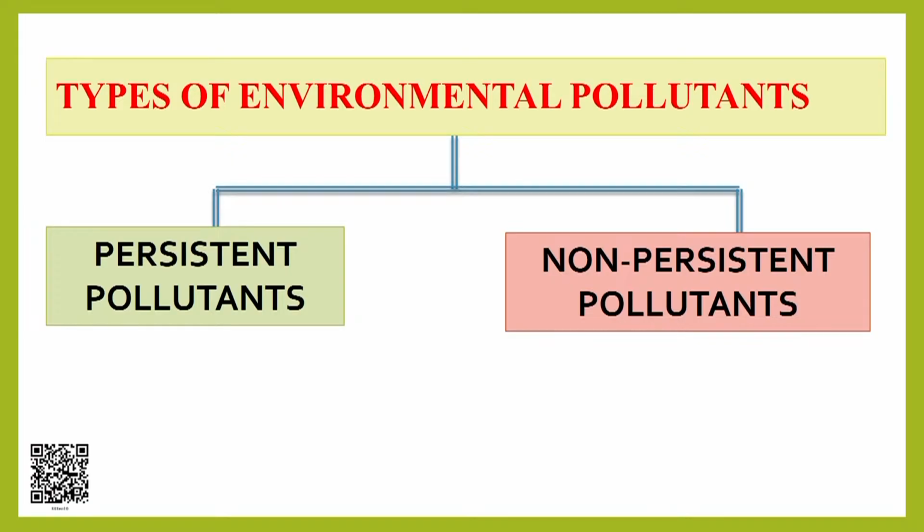Non-persistent pollutants, also known as biodegradable pollutants, are substances that can be easily broken down by natural processes like decomposition or microbial activity. Examples include sewage, paper products and vegetable waste. So we have classified persistent pollutants and non-persistent pollutants.